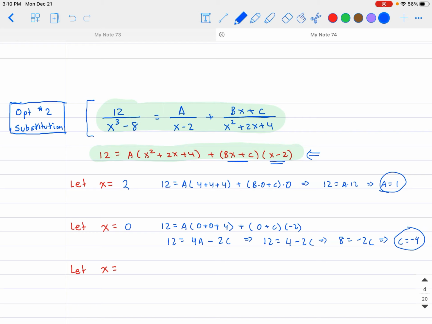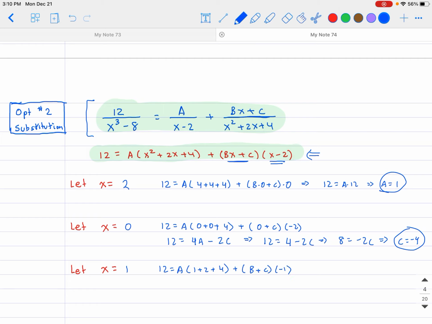So now 12 is equal to a multiplied by 1 plus 2 plus 4, and then plus b plus c, and then multiplied by negative 1. And once again, we solved for a and c already, so we can go ahead and plug it in. So 12 is equal to a multiplied by 7, and then plus, actually a we solved for, so why don't we go ahead and plug that in right now. So a, which is equal to 1, I'm going to throw that in there.